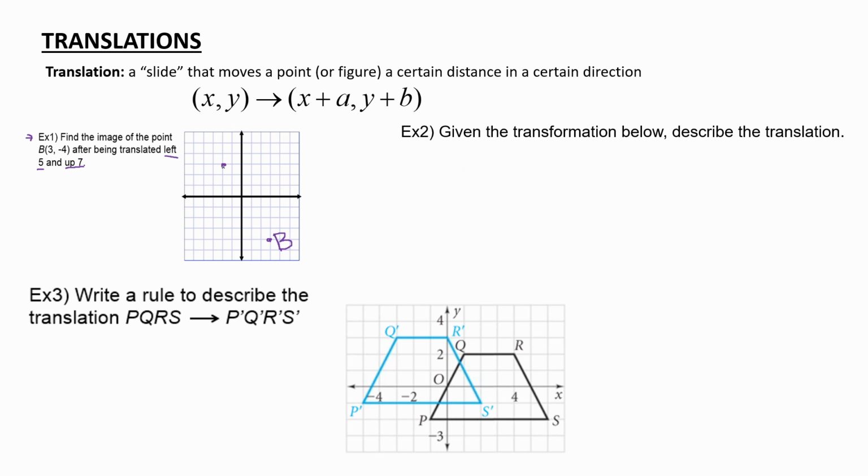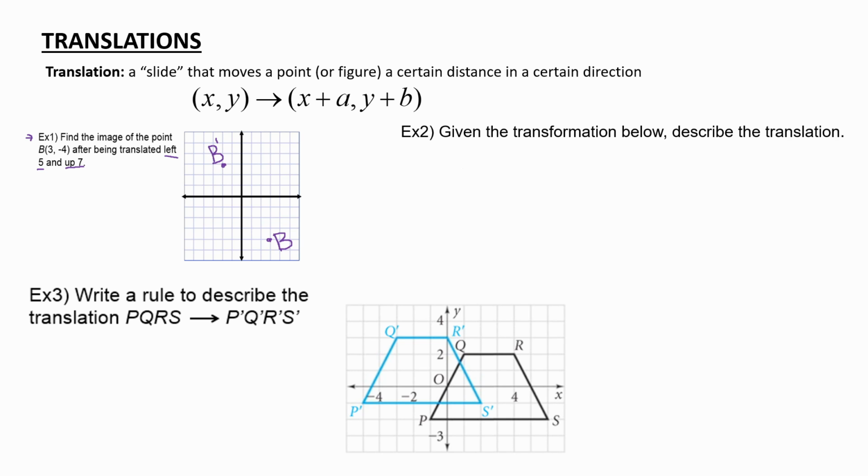Now I've created a new point, and I'm not going to name this point B, but this is going to be my new point. So what I'm going to do is I'm going to use the letter B again, but I'm going to add this little 1 up above it, and that 1 stands for prime. So this is called B prime, and now I've taken B and I've translated it left 5, up 7, and I have a new point which we call B prime.